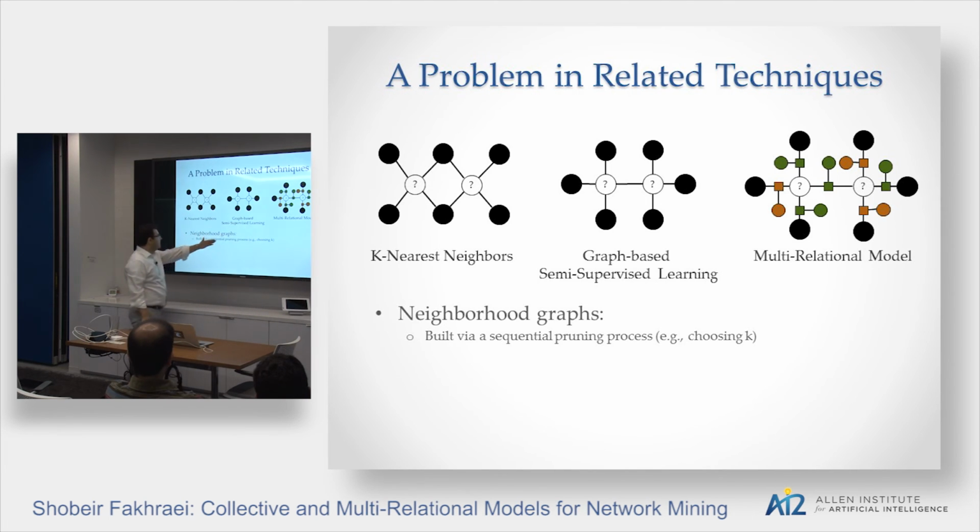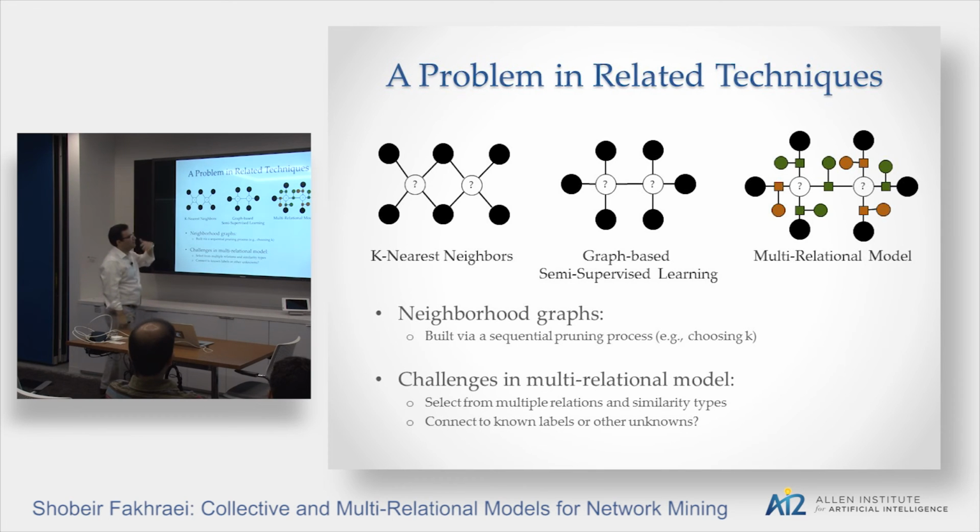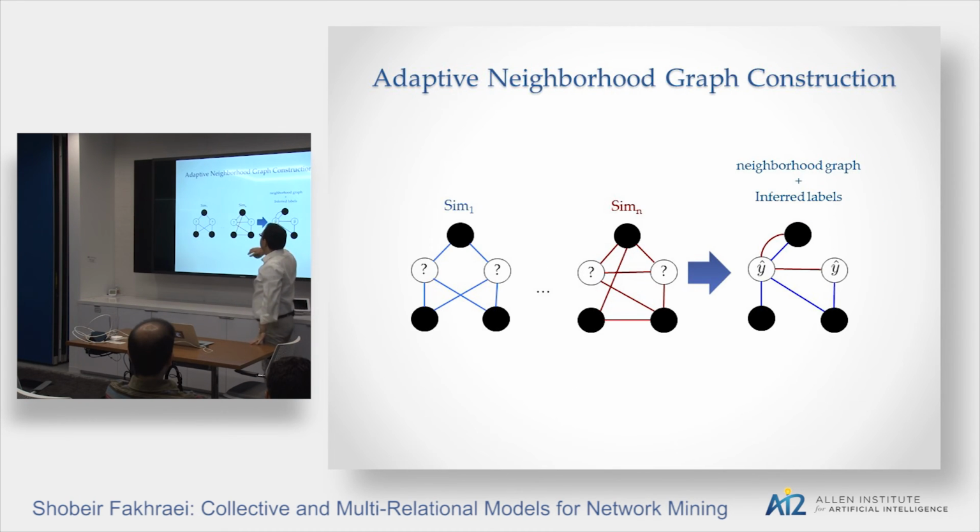This is called a neighborhood graph, and it is usually built by a sequential pruning process. We have all the similarities, prune some of them, and choose k out of them. The challenge here is that we have multiple similarities to choose from, and the unknown variables could be useful as well, so we want to connect those too. To more clearly define the problem, we have similarity between variables of different types, and we want to select some of them and put them in the model. Because we don't know which of these are useful, we want to infer these values while we're selecting the similarity.